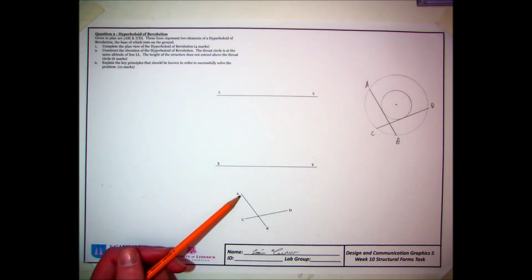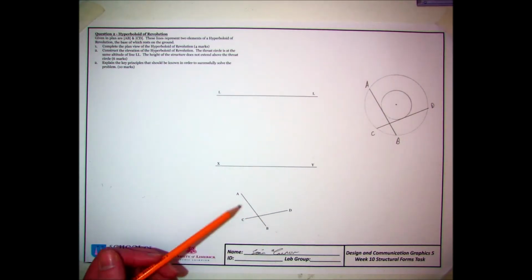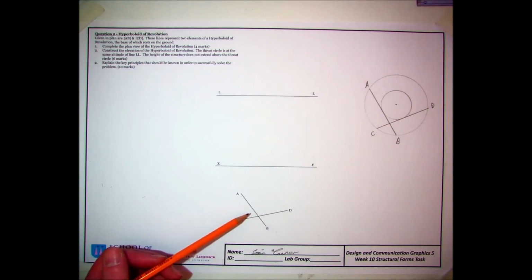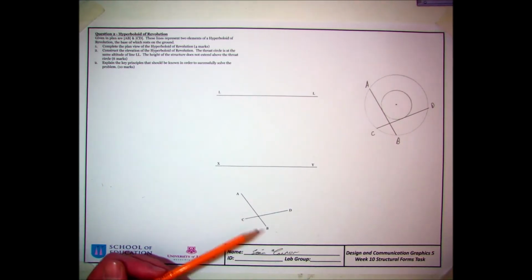Now, if we actually look at what the question's asking us, first of all, it's complete the plan view of the hyperbolite of revolution. So what we need to do here is find the central point so we can draw in our throat circle and our base circle. Straight away off the bat, I know if these are elements that they act as if they're chords to some extent when you're looking down upon them.